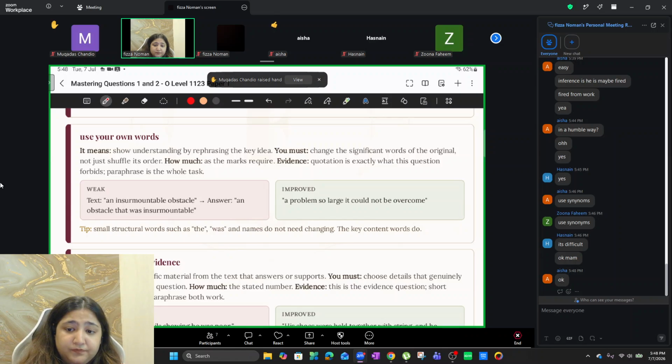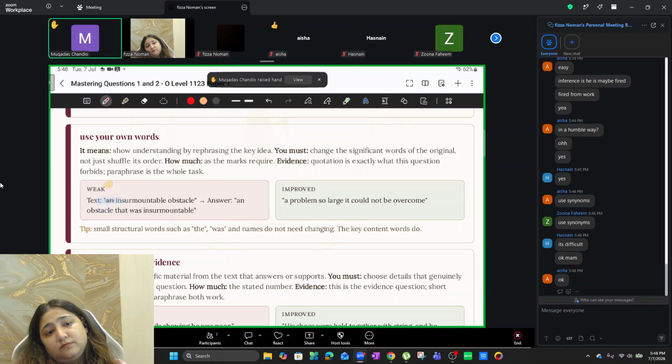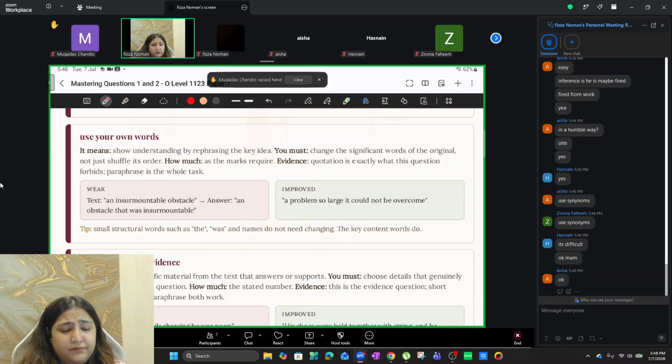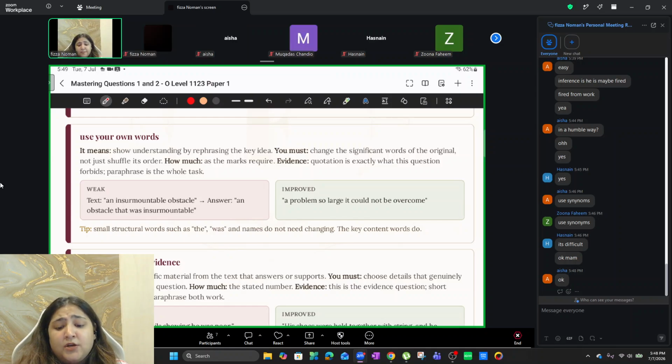Are we good? Chalo. Ma'am, I guess rephrasing is also important. Yes, I'm saying that, both can work. Rephrasing, using synonyms, that's how you basically write the answer in your own words. Okay? Chalo. So show understanding by rephrasing the key idea. You must change the significant words of the original, keywords, like I said, not just shuffle its order. Shuffling order is the last thing that you do when you cannot get to a synonym. Okay? How much? As the marks require.